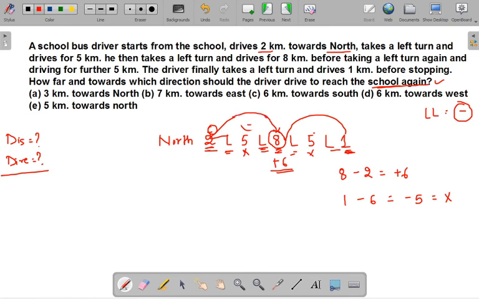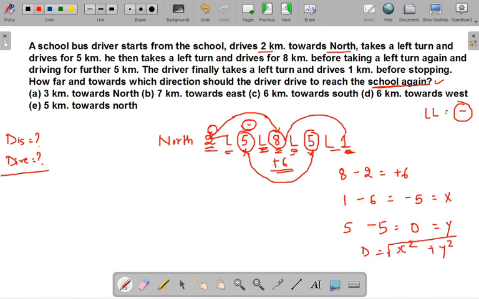Now let us find out the value of y. For y, we will take this 5 and we will take this 5. Since the two directions are L and L, we will subtract them. This is 5 minus 5, which is 0. So value of y is 0. Distance d is given by the square root of x squared plus y squared, which will be minus 5 square plus 0 square, which will be 5. So the distance d is 5 kilometers.